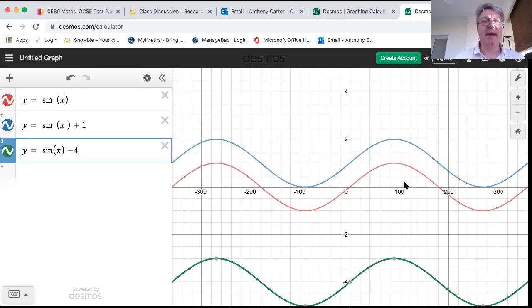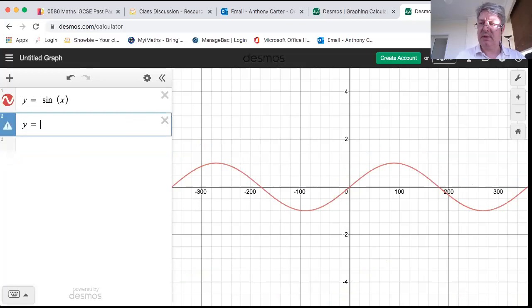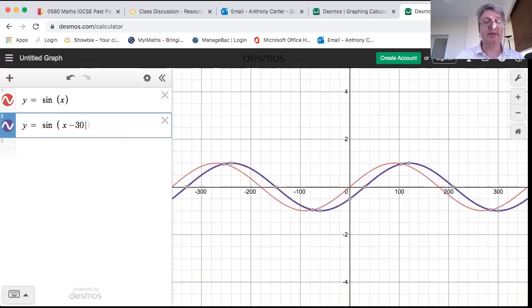Now, what we need to do next is to consider what would happen if we try to move things going across in the x direction. So let's have a go at this. What I want to do is start with the sine x curves again. And this time we're going to type in something else. Let's try sine of x minus 30.